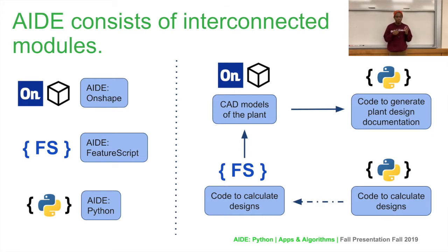designs, and works closely with the AIDE Onshape team, which takes those designs and CADs it for people to visually see. Then we take the output of that back into Python to generate plant design documentation for anyone to clearly read and understand what is going on in a water treatment plant.